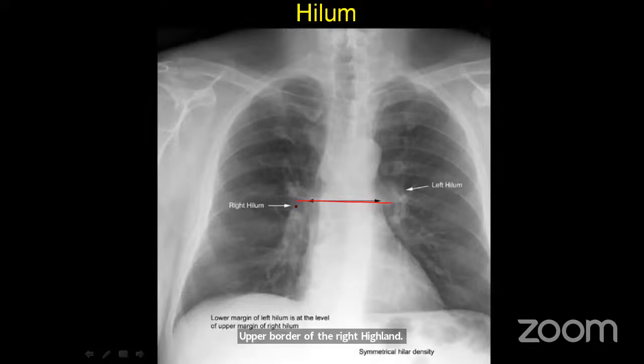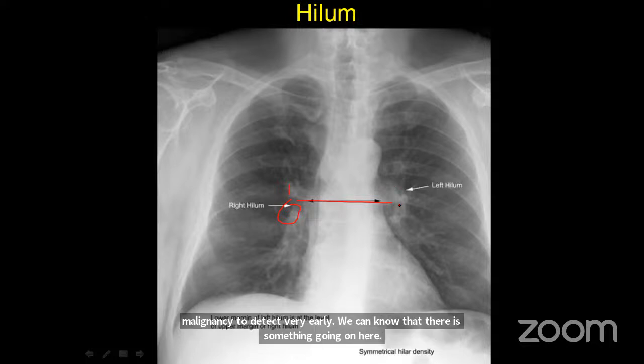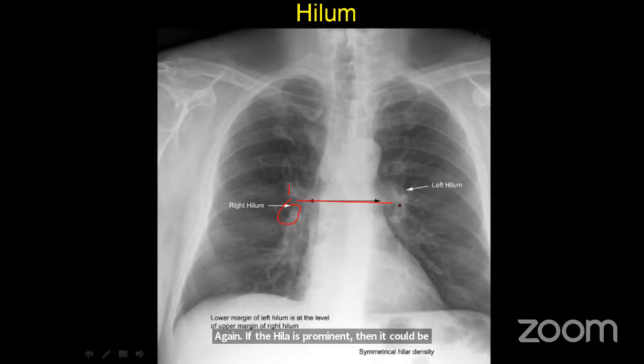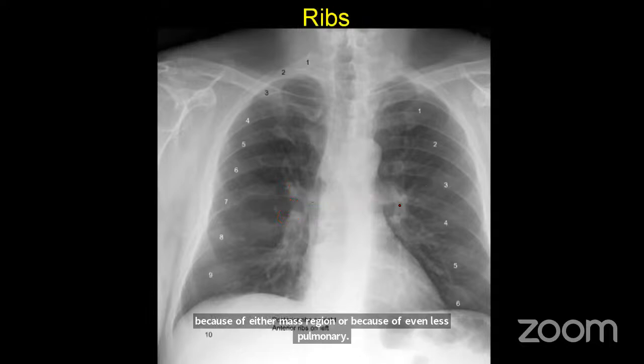Why is this important? Most of the times, if there is a small lesion, suppose here, a slightly dense lesion, then you have to suspect that there is possibly a lymph node and possibly a malignancy. To detect very early, we can know that there is something going on here. Again, if the hilum is prominent, then it could be because of either a mass lesion or even enlarged pulmonary arteries, because of pulmonary hypertension.